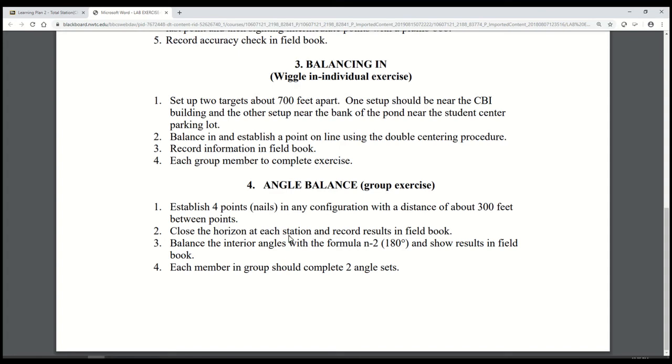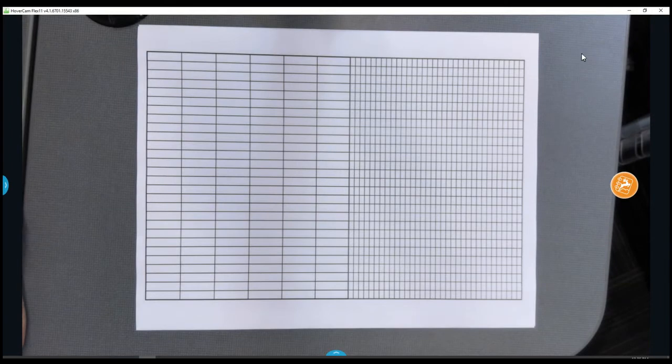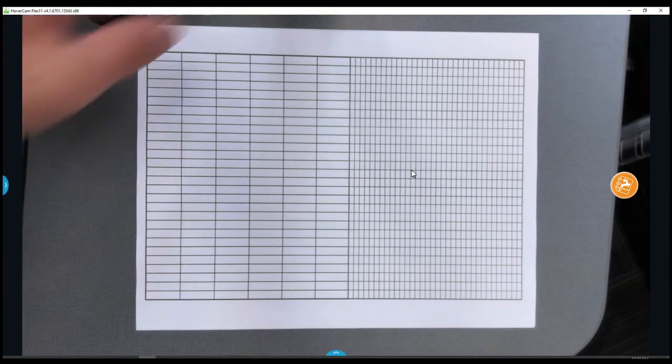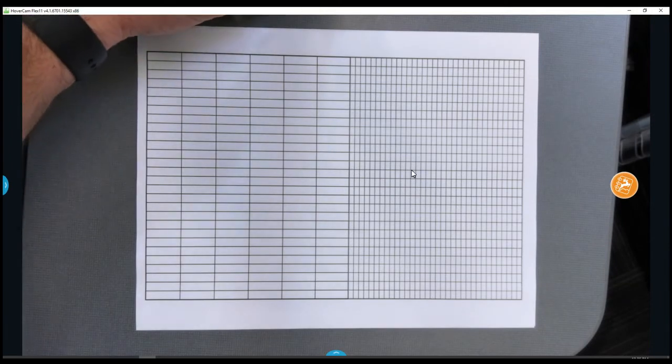So what we're going to do is we're going to go and do this close the horizon problem and record the results in our field book. So I'm going to show you how we're going to set up the field book and how those measurements are recorded, what your sketches are going to look like, things like that, okay? So like I said before, I'm recording this so that way you guys have this for later on. You can see how we set all this up. All right, field notes. Let me zoom in a bit.